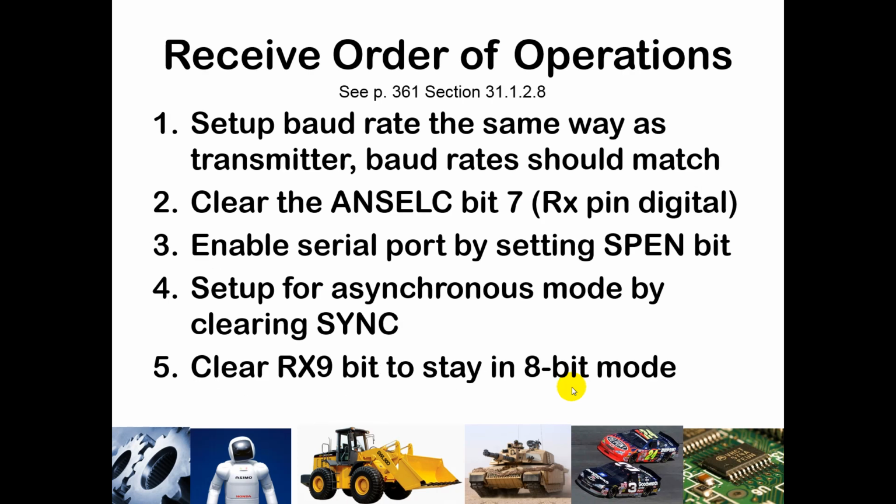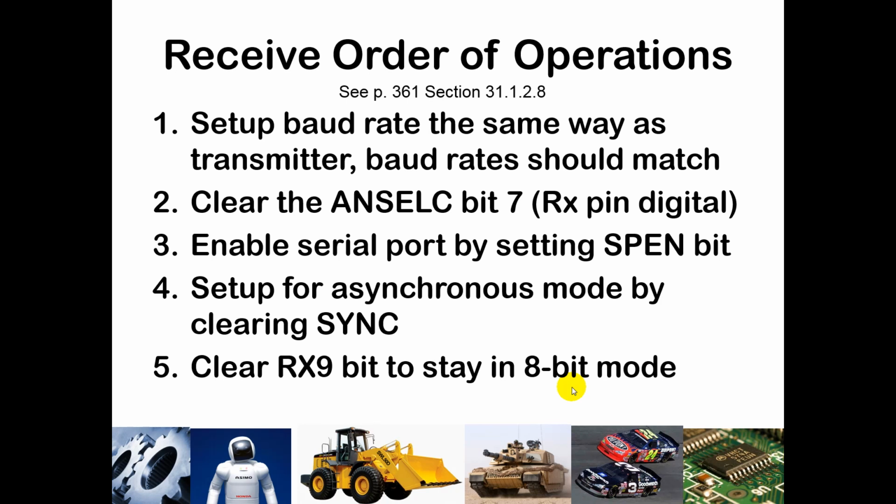The receive is very similar, so you can find a list of how to configure the receive starting on page 361, which is section 31.1.2.8 of your datasheet. The baud will be set up the exact same way as you did on the transmitter, and then you'll want to make sure you've cleared the ANSEL C bit 7, so the RX pin is digital. It'll probably be a good idea to clear bit 6 for the TX pin as well.